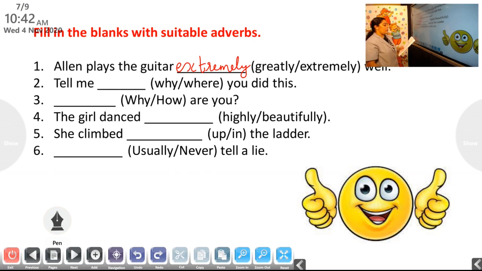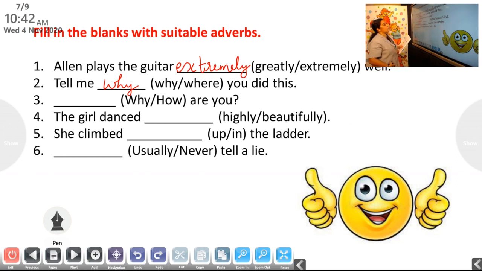Next one, tell me why or where you did this. This is not a question. Remember, at the end of the sentence there is a full stop. So what is the answer here? This is the relative adverb that is used. Tell me why you did this.